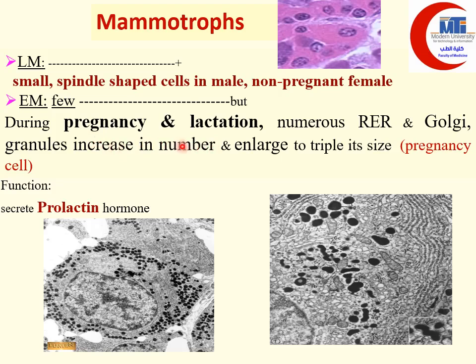In these periods, mammotrophs appear with numerous rough endoplasmic reticulum and well-developed Golgi, and the granules inside these mammotrophs increase in number, and the cells enlarge to triple their size. So during these periods, mammotrophs are called pregnancy cells. These are the characteristics of pregnancy cells, or mammotrophs, during pregnancy and lactation.